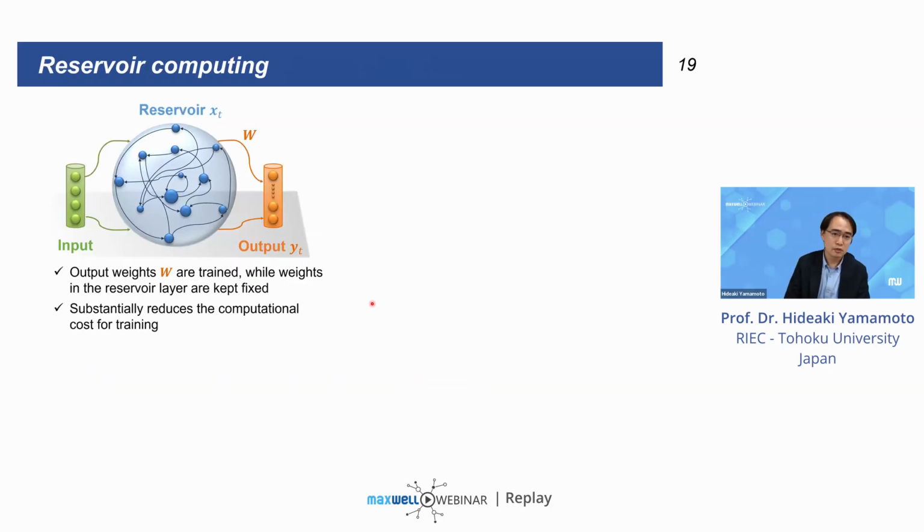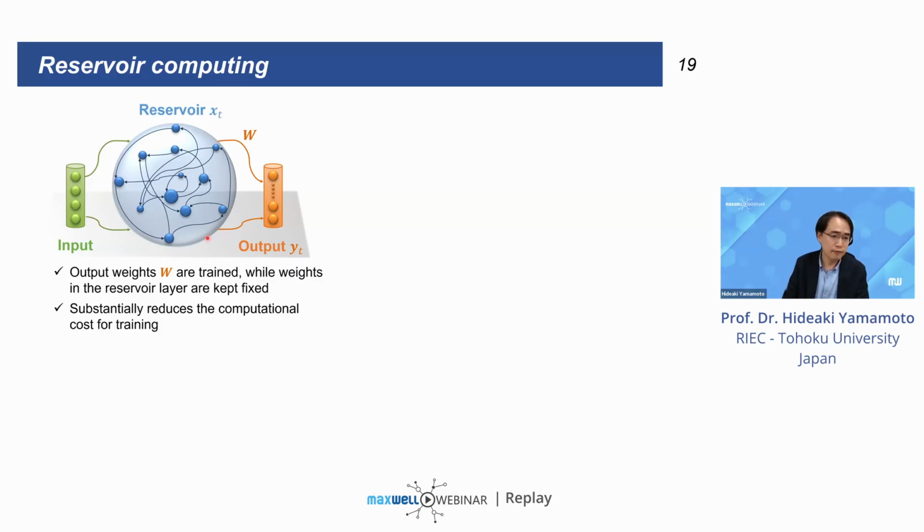And the framework that we use to do this is reservoir computing. Reservoir computing was first proposed as a lightweight variant of recurrent neural networks. And in reservoir computing, the output weights are trained while keeping the weights of the reservoir layer fixed, which substantially reduces the computational cost for training.